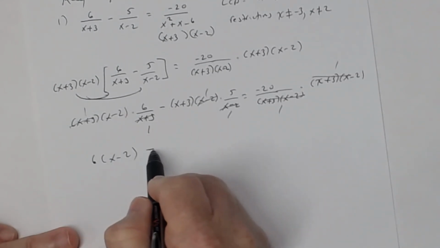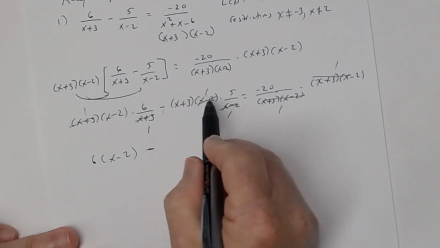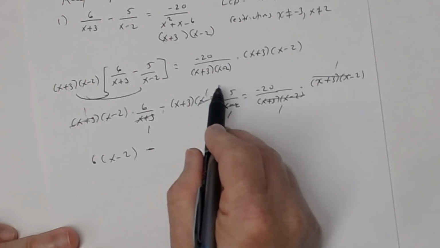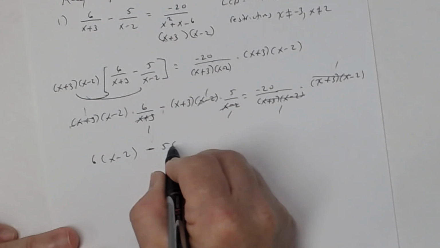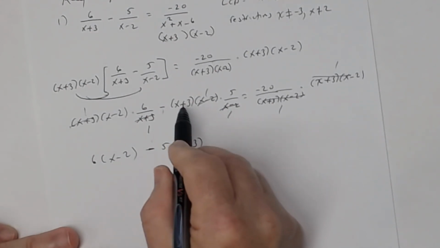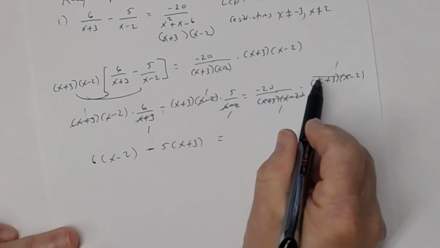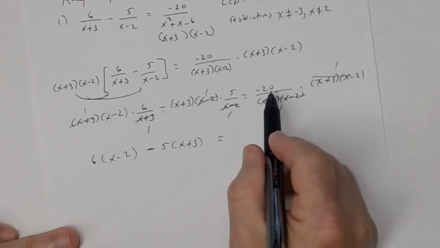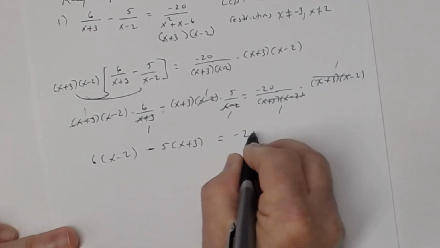Subtract. Don't forget that subtraction. And then you're going to say x plus 3 times 1 times 5. And the way you want to do this is you want to say 1 times 5 is 5 first, and then put 5 in front of x plus 3. So this right here means this. Equal, and then all you're left with here is just negative 20. Negative 20 divided by 1 is negative 20, and the negative 20 times positive 1 is still negative 20.